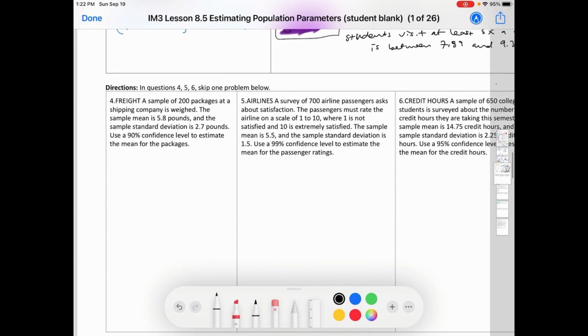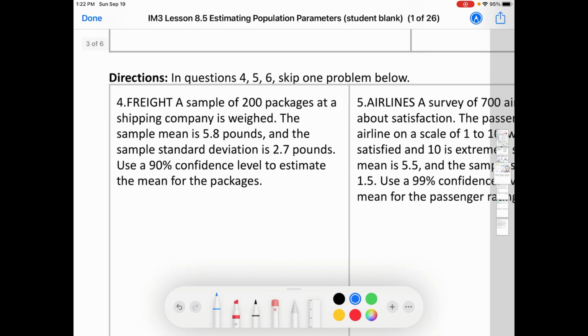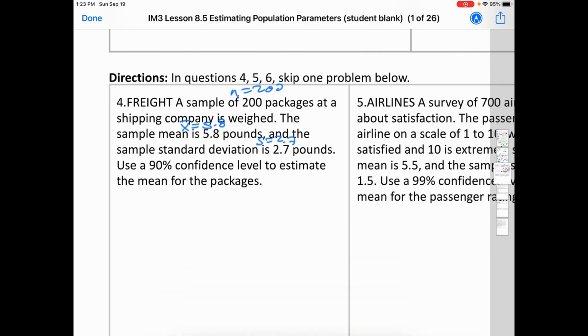All right, let's try the freight problem. I have a sample package of 200 packages at a shipping company is weighed. The sample mean, so x bar equals 5.8 pounds, and the sample standard deviation s equals 2.7. Use a 90% confidence interval. So what's our E value? Well, I'm going to have to calculate the z first. So a 90% confidence interval gives me a z-score of, look at your chart above, 1.645.